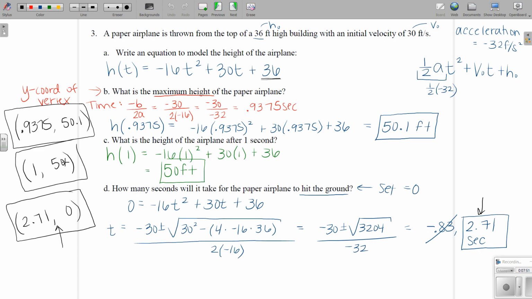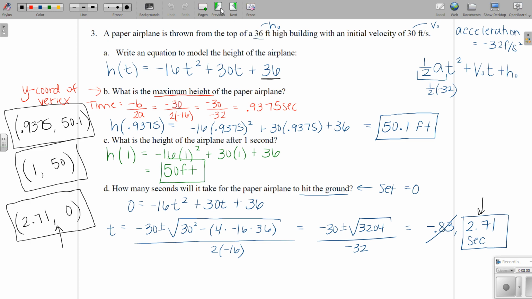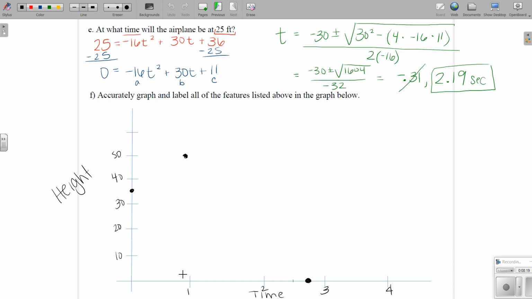We had a point at 1, 50, so I'm going to plot that. 50 is about there. And that's going to be really close to where we said our maximum height. This is our vertex right here. So the vertex is just before where this point is at 1 second. The vertex occurs at 0.9375 seconds and a height of 50.1. So it's just barely a little bit taller. So 0.9375, here's 0.5, 0.75, 0.9375 is going to be really close, and it's just a tiny bit higher up than that other point was.